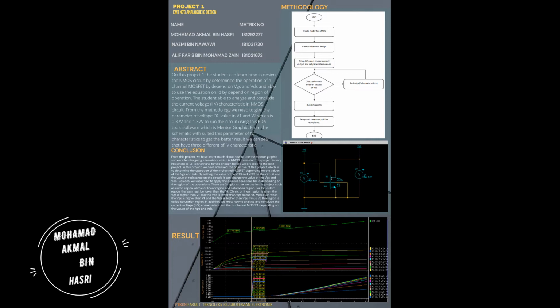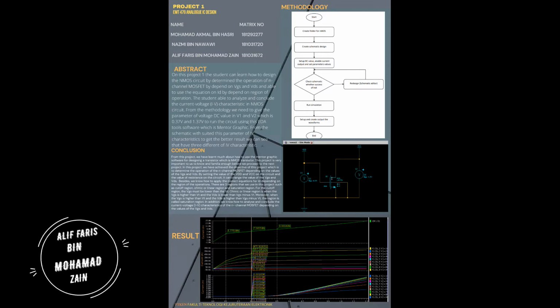Okay, now I will explain about the result. In this project, we got 3 output waveforms and 3 vertical lines. The first line is the cut-off line. Then the second line is the linear line. The third line is the saturation line.